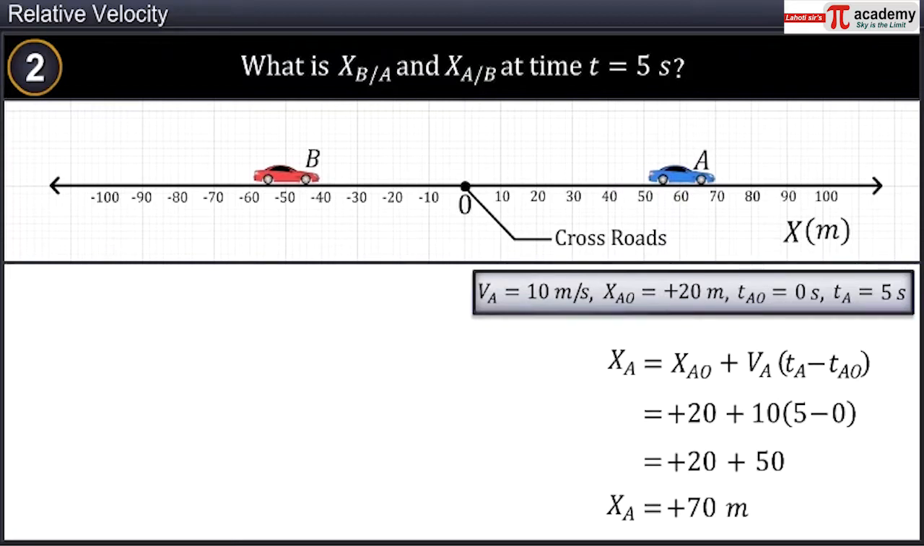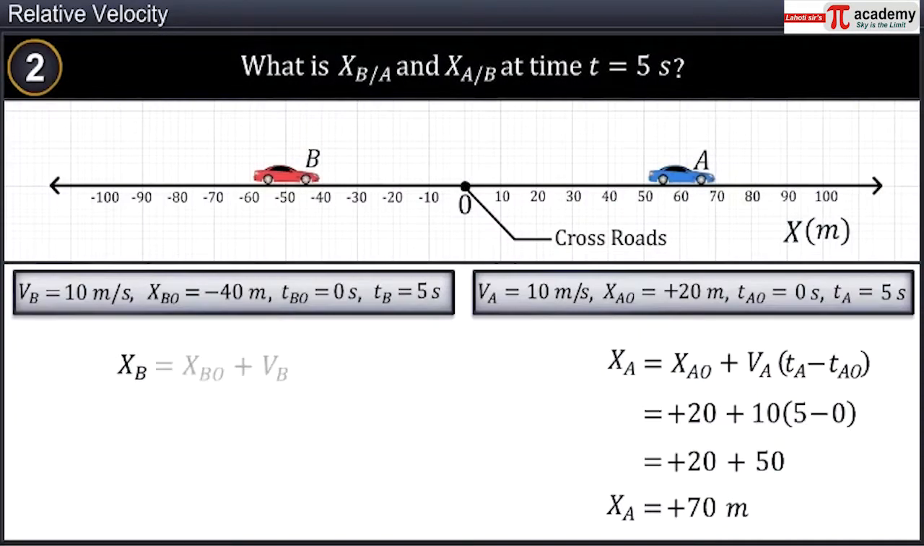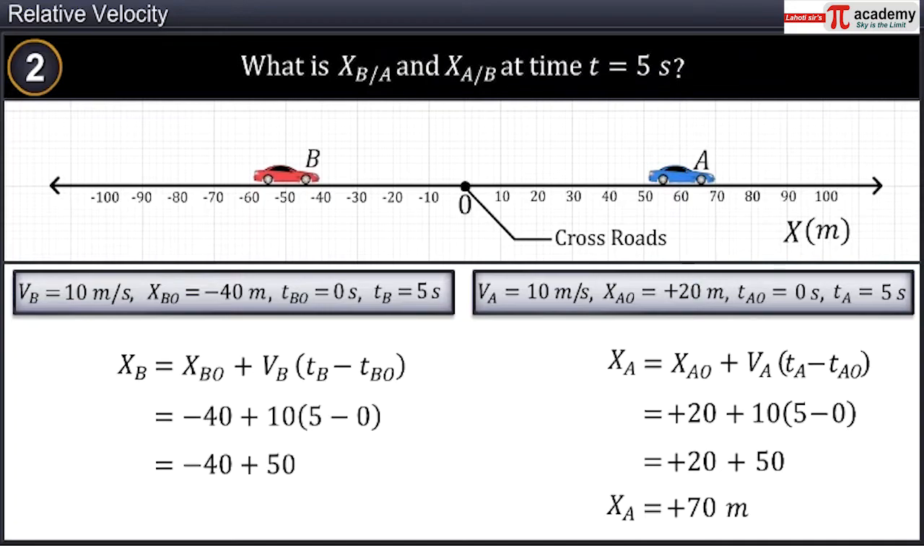Calculating for xB, here vB is equal to 10 meters per second. xB0 is equal to minus 40 meter. tB0 is 0 second and tB is equal to 5 second. xB is equal to xB0 plus vB into tB minus tB0. On substituting and simplifying, we get xB equal to plus 10 meter.